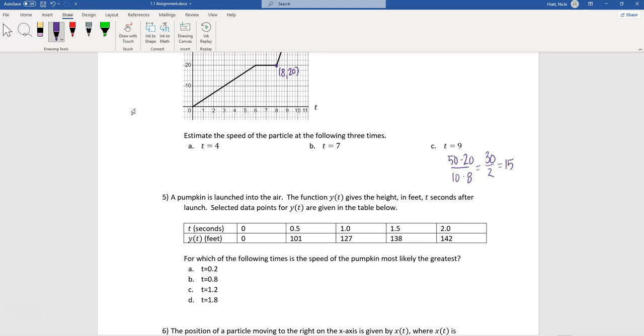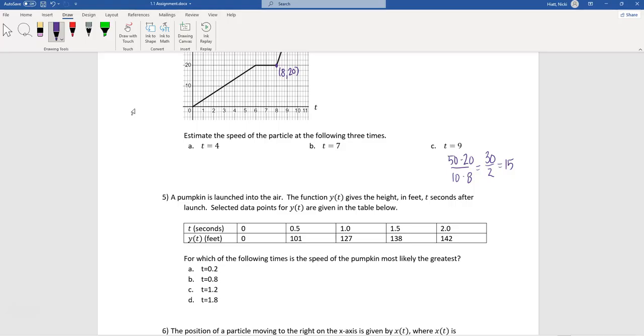Okay, this one's really mostly just something where you can think about what the graph would look like. They're asking which of the following times is the speed of the pumpkin most likely the greatest? Here's a question that we haven't talked about yet. What's the difference between speed and velocity, my physics people? Velocity has direction, it's a vector; speed is just a scalar, it doesn't have direction. Very good. No direction on speed.